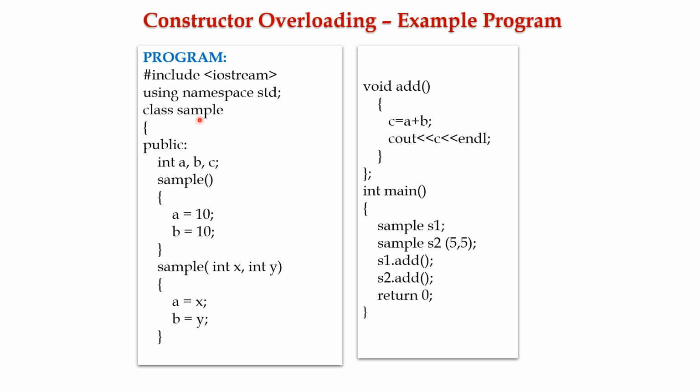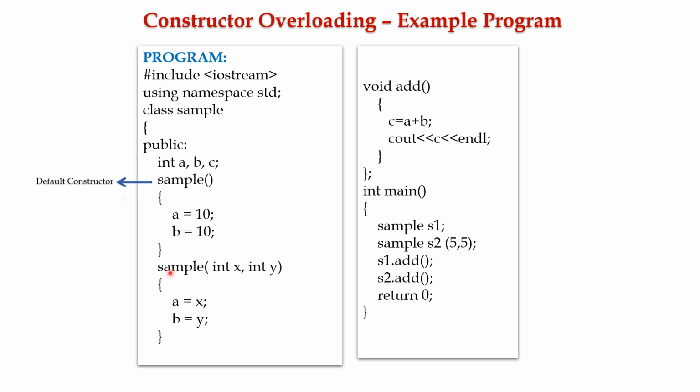Since the function name and class name are similar, it is also called a special function, which is known as a constructor. Since the constructor has no parameter, it is also called the default constructor. Inside the default constructor, the value of the variable A is assigned the value 10. The value of the variable B is assigned the value 10.